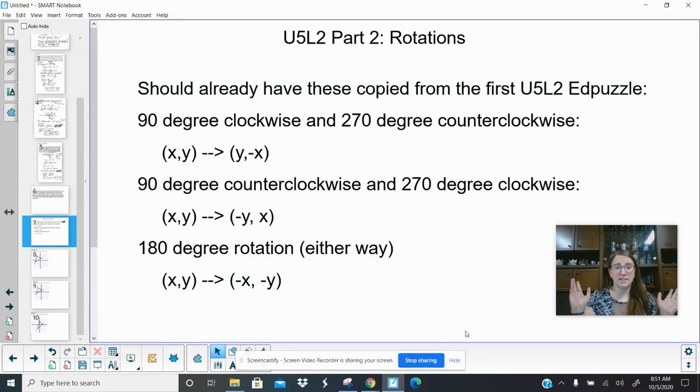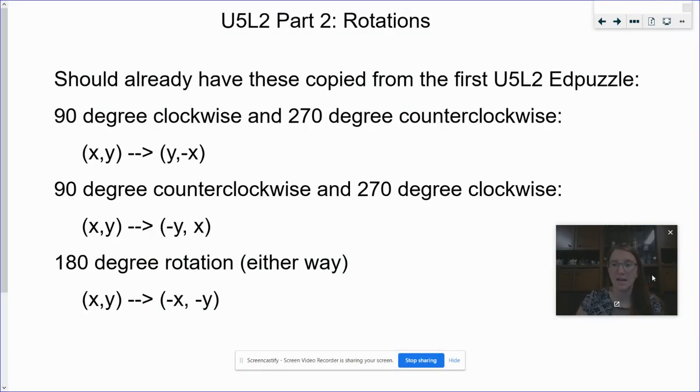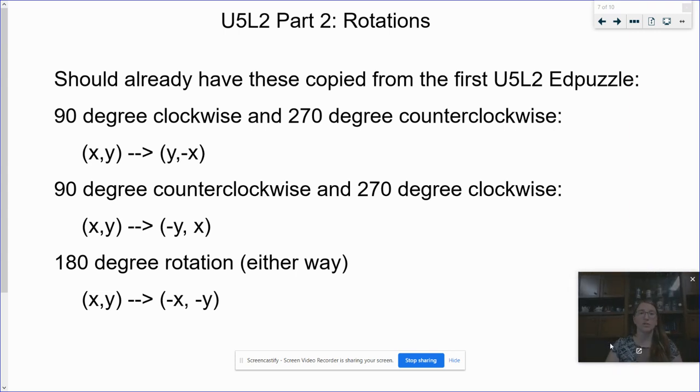Okay, guys, so all you need to get done today is just this Edpuzzle and the assignment. I think you really should be okay. If you had forgotten some of the reflection stuff, you could rewatch the U5L2 Part 1 video because that talked about the reflections. So you should have already copied this, though, from the first Edpuzzle. If you didn't get to that, I'd recommend you do both today because both these videos are pretty short.